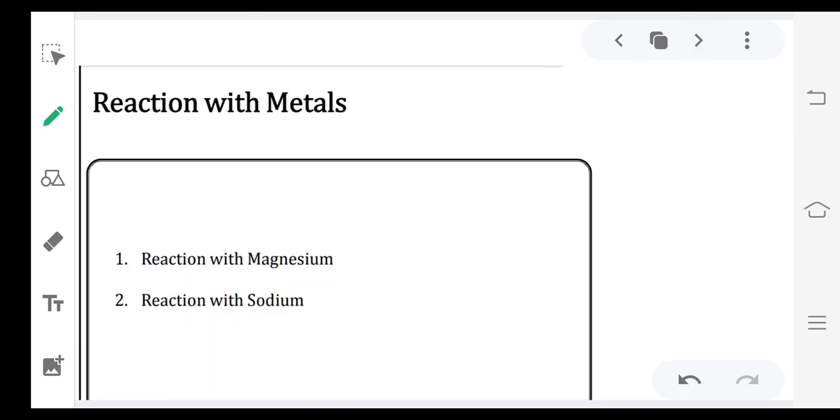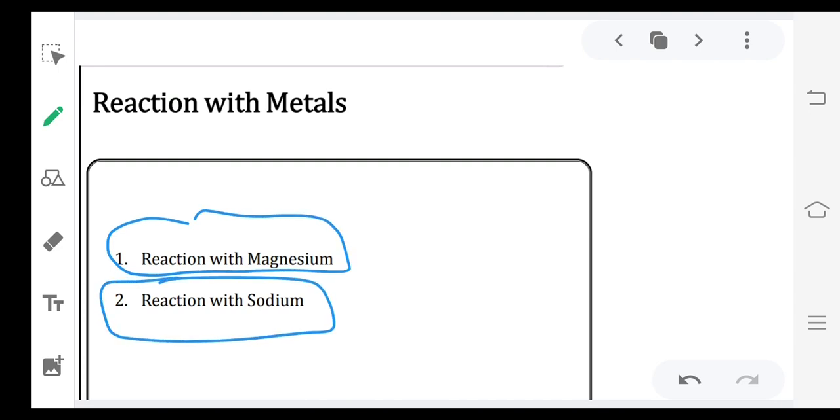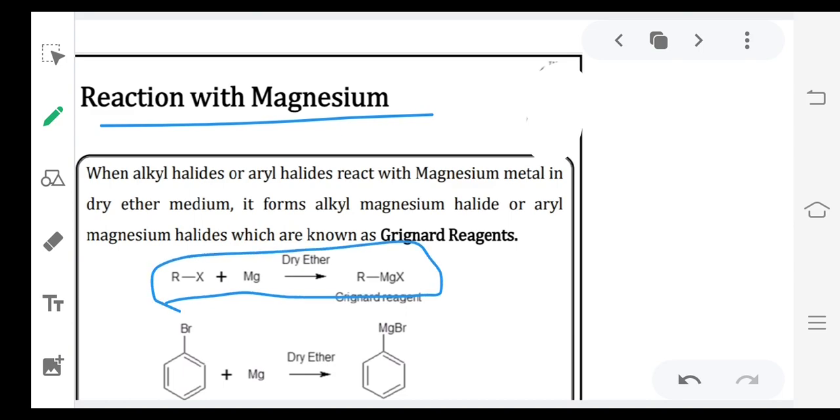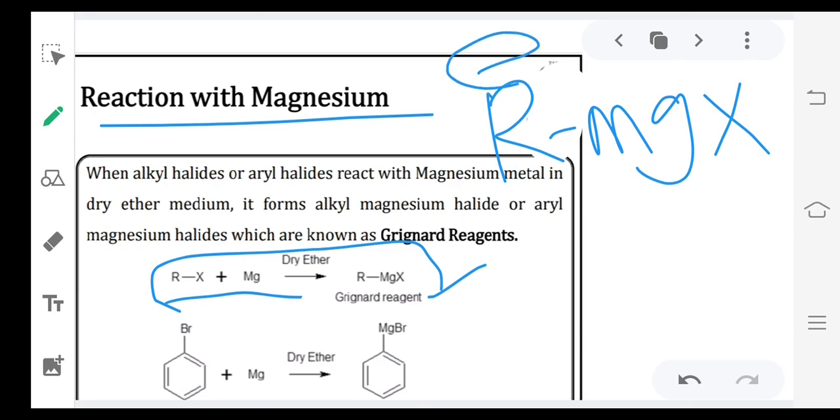So next one is reaction with metals. Reaction with magnesium, reaction with sodium. So first, reaction with magnesium. So when RX interacts with magnesium, we'll get RMgX. This is called Grignard reagent, a very important compound in organic synthesis. RMgX. There is a negative charge on carbon, positive charge on magnesium in Grignard reagent, remember.